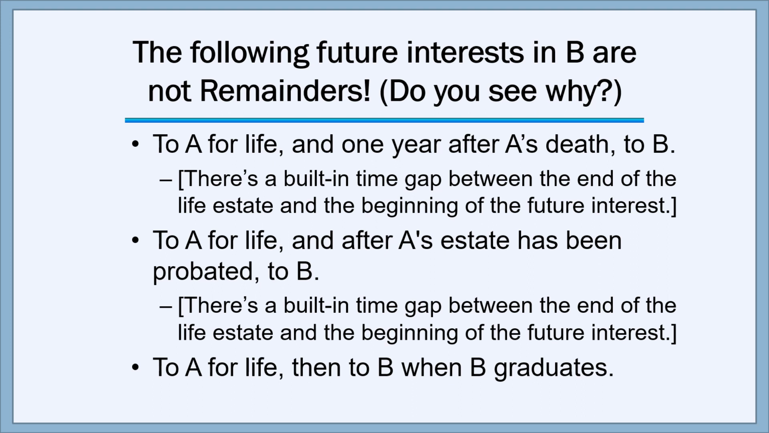In this example, there might or might not be a time gap, and we don't call that a built-in time gap. It's one that's not certain to occur, and therefore it's perfectly okay to call B's future interest a remainder. It doesn't break the built-in time gap rule.